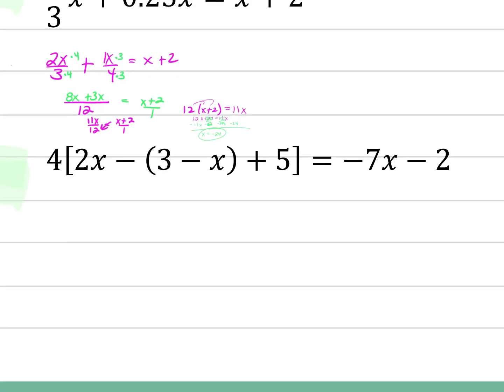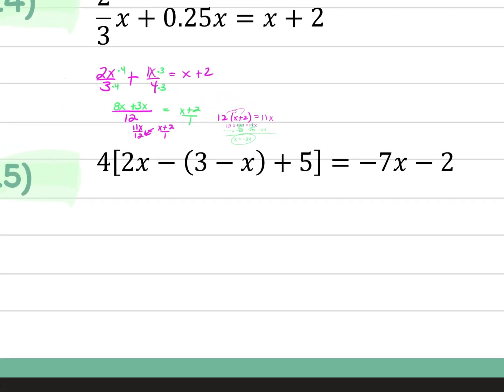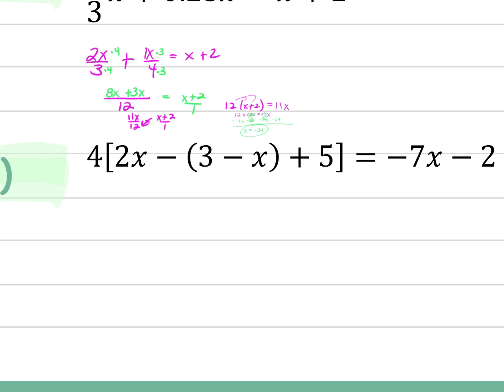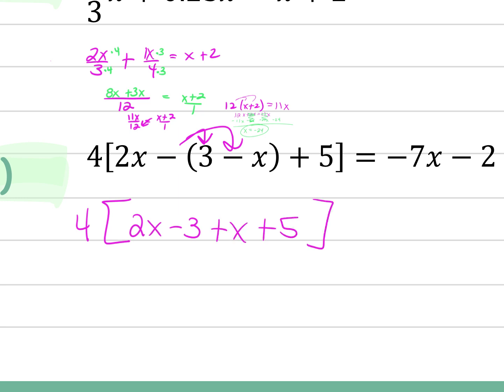Holy moly, what's going on in number 15? Have you guys ever heard you need to work from the inside out? Okay, so I'm going to keep 4 just hanging out here. 4 is outside of a bracket. It's not even in a parenthesis. It's a bracket. So I have 2x. What do I do with this negative sign? I'm going to distribute it. So minus 3 plus x plus 5. Then I'm going to close off that bracket. We're working from the inside out. Then I have the rest of my problem.